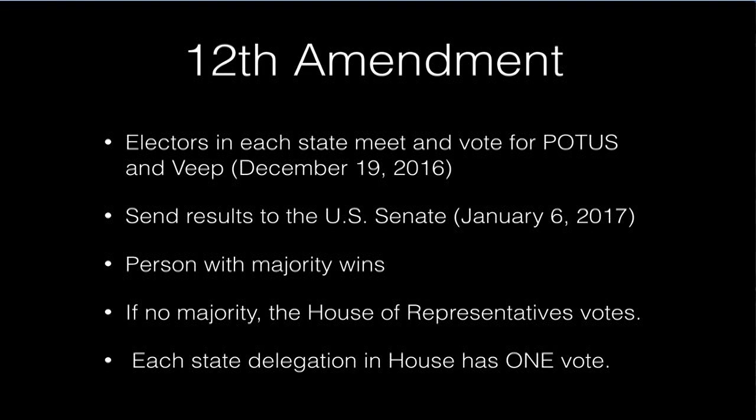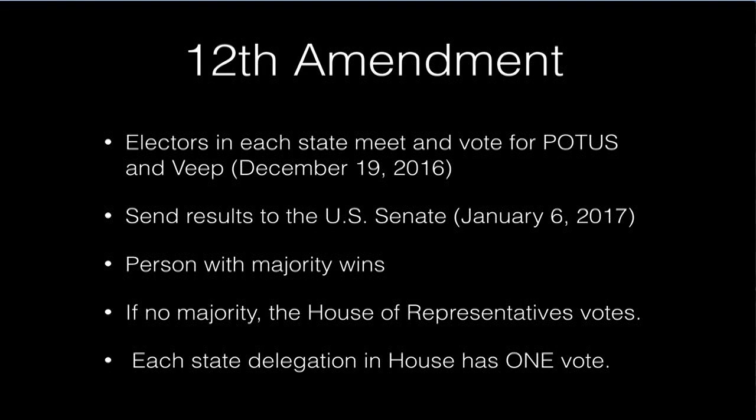Then, after each state meets and decides the electoral vote in each state, they'll send the results to the U.S. Senate. The U.S. Senate actually meets in conjunction with the House. It's scheduled for January 6th, 2017. So that's actually when the real certification happens and the real election of the president actually is official, is January 6th. The person with the majority on January 6, 2017, wins.